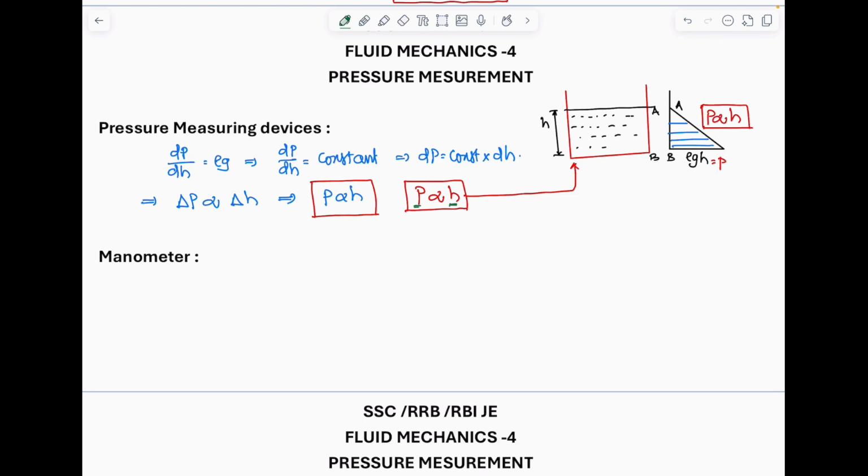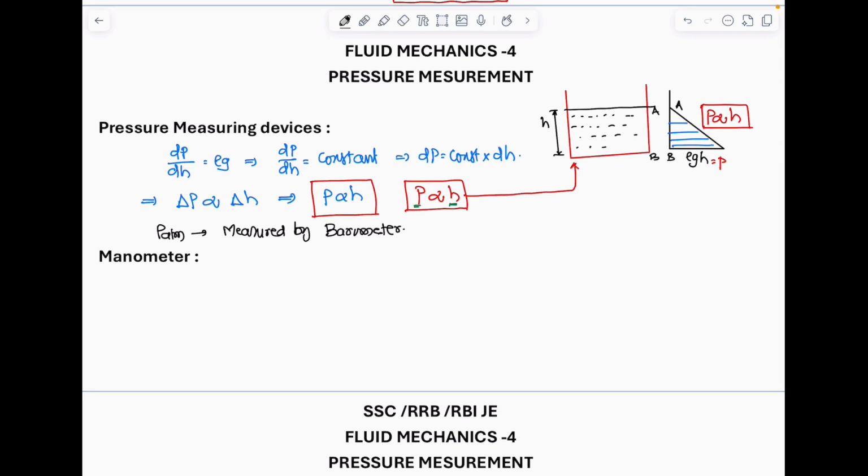Next, there are different instruments used for finding the pressure. For finding the atmospheric pressure, P atmosphere is measured by an instrument called a barometer, depending upon the water column or liquid fluid column.